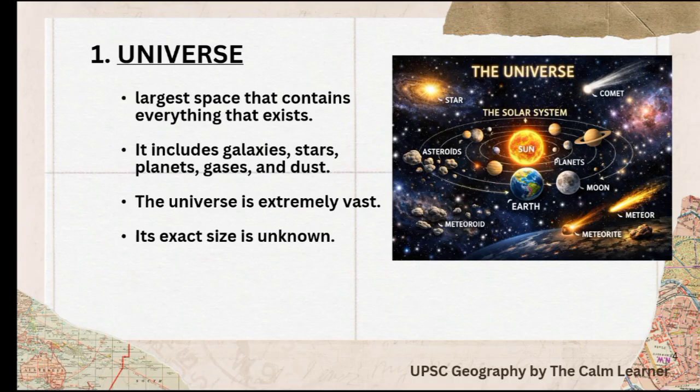First, let us understand the universe. The universe is a vast space which includes millions of galaxies, stars, planets, and other celestial bodies. It is so large that we still do not know its exact size. Our Earth is only a tiny part of this huge universe.